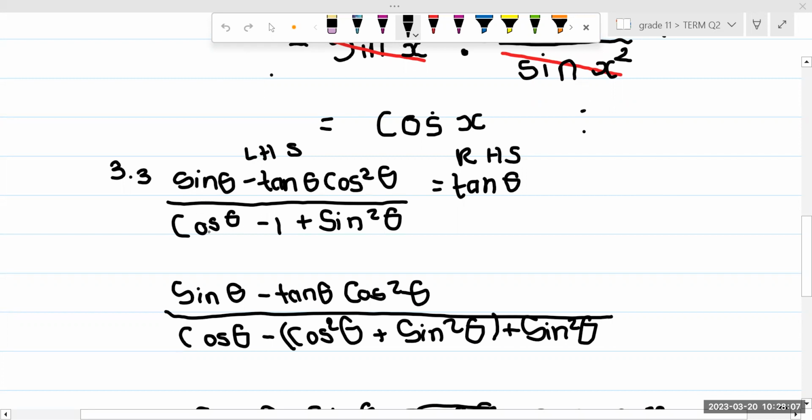Square theta over cos theta minus 1 plus sin square, which is cos theta. And then 1 is the identity, cos squared plus sin squared, and then everything else continues on.